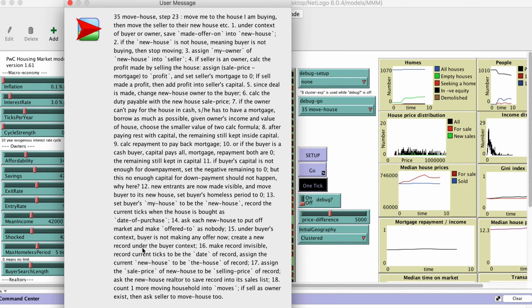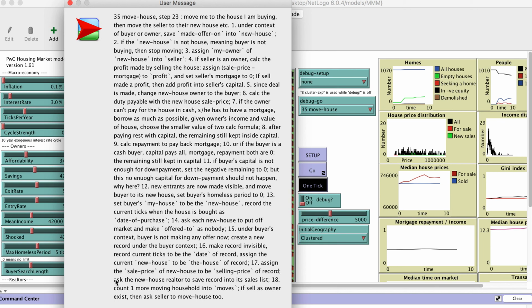And create a record under the buyer's context. Because the buyer already just bought something, we need to have a record for the realtors to keep. So we make the record invisible because the record does not need to be shown on the map. And that record will record the current time to be the date when the record is created. And we also assign the new house, the current house, to the house property of the record, because the record needs to record the transaction, who bought which house. And we assign the sale price of the new house to be the selling price of the record.